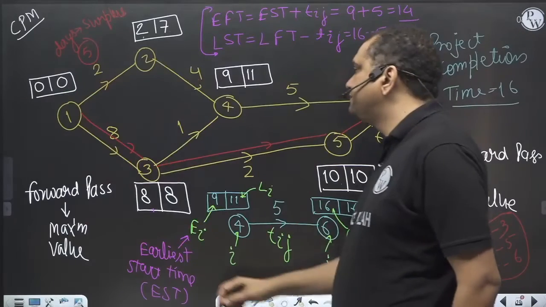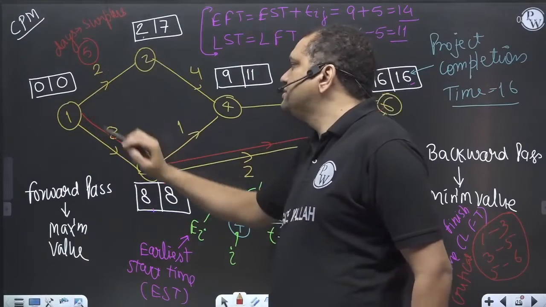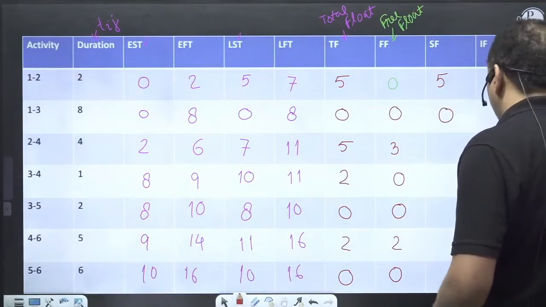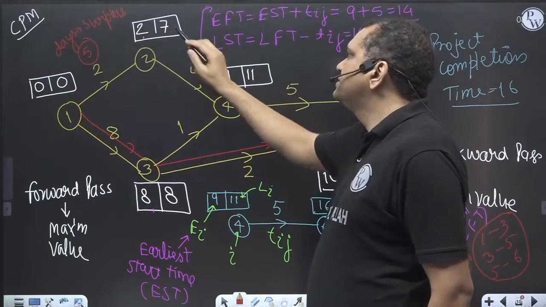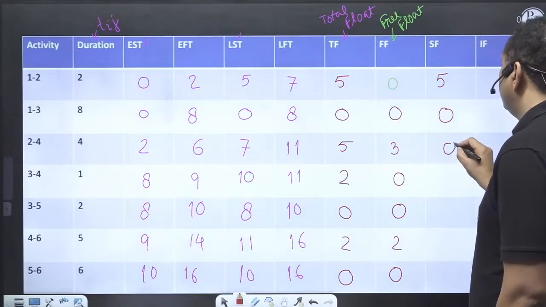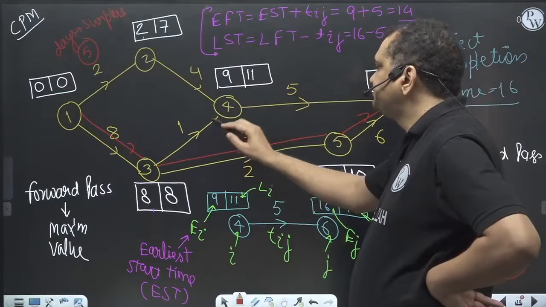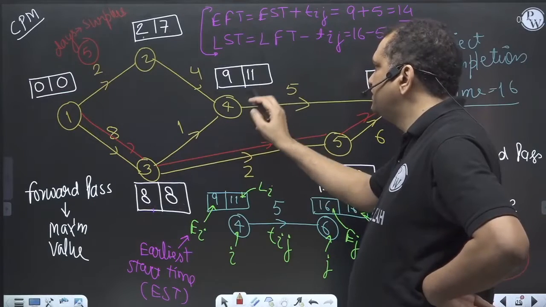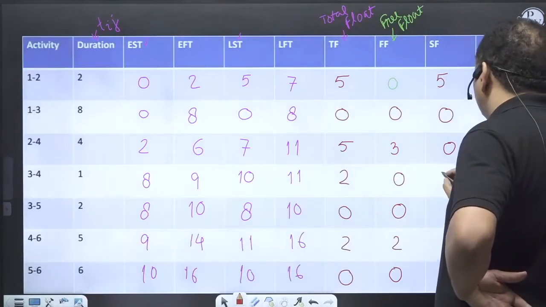Activity 1 to 3. 8 minus 0 minus 8, Lj minus Li minus Tij. So again, it's 0. Activity 2 to 4. 11 minus 7 minus 4 is again 0. Activity 3 to 4. Lj minus Li minus Tij. 11 minus 8 minus 1 is 2.